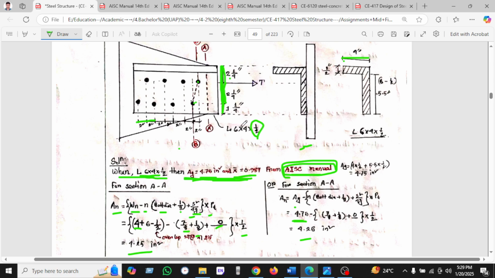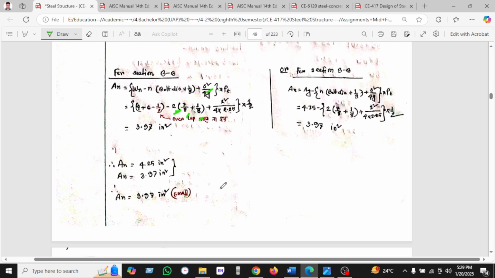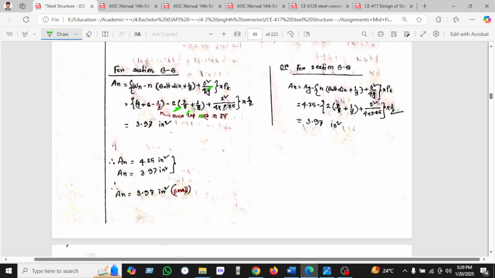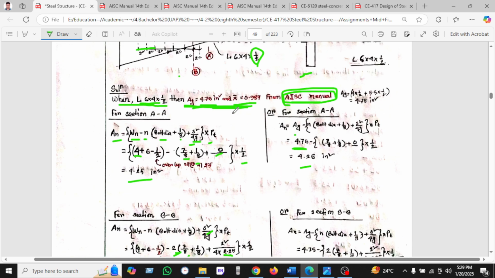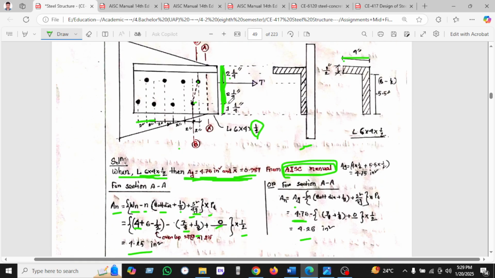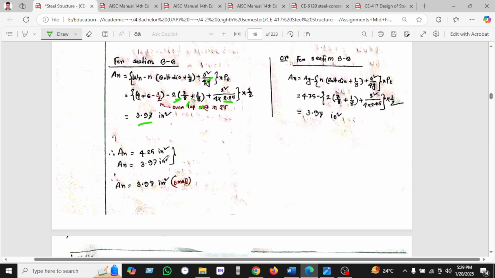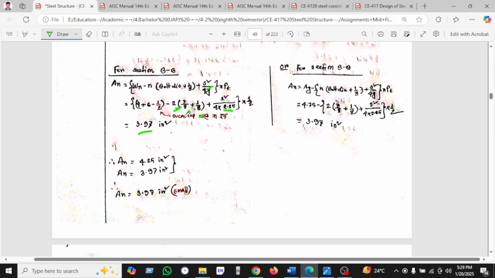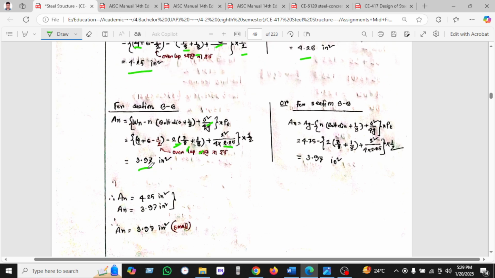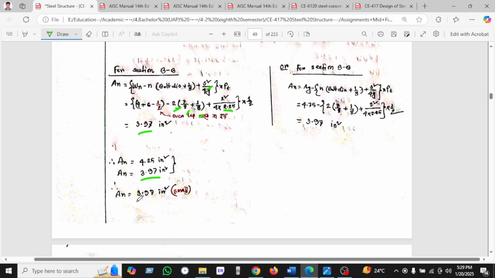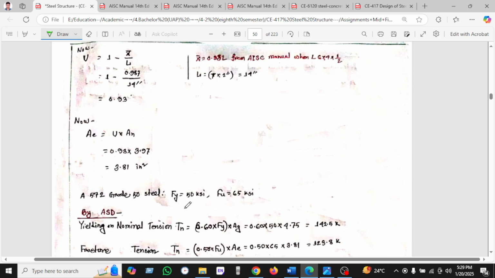This is the axis value between the horizontal and the vertical portion. We have seen 4 into 2.25. 2.25 is the vertical portion we have seen here, 2 into 1 by 4, which is 2.25, and found 1.39. So we have found two types of n, which are 4.29 and 3.97. So 3.97 is less, so we are taking 3.97.